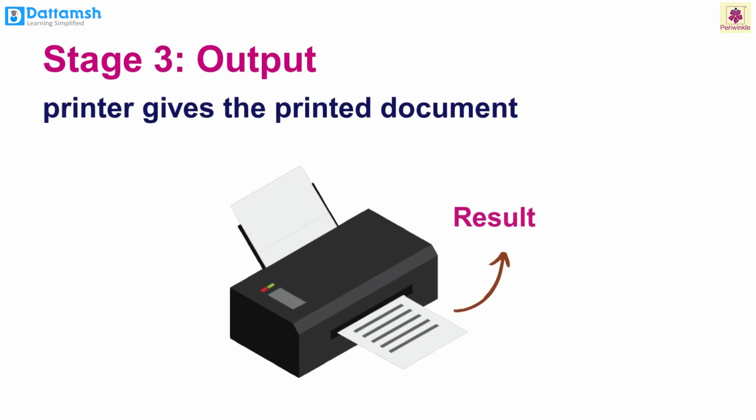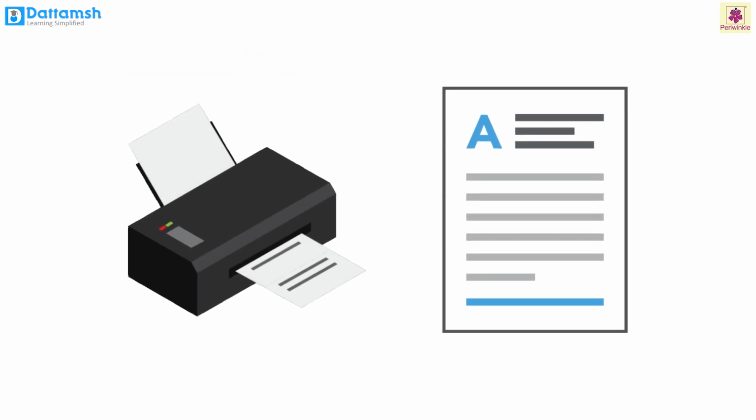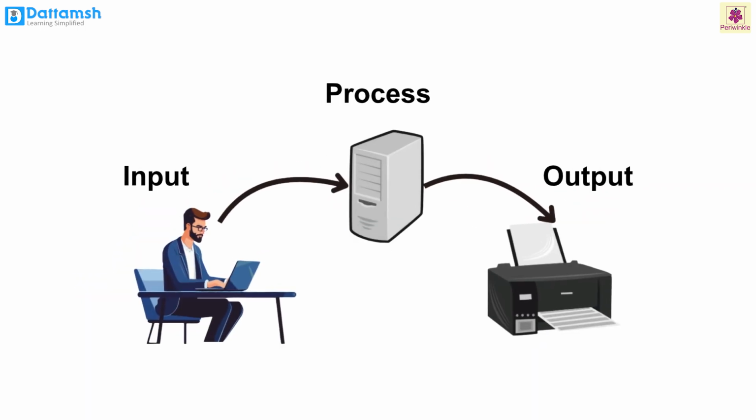And finally, we have output. This is the stage where computer shows you the result after processing everything you have instructed to do it. For example, the printer gives you the printed document of what you want. That's output. This is how computer works in three stages: input, process, output.